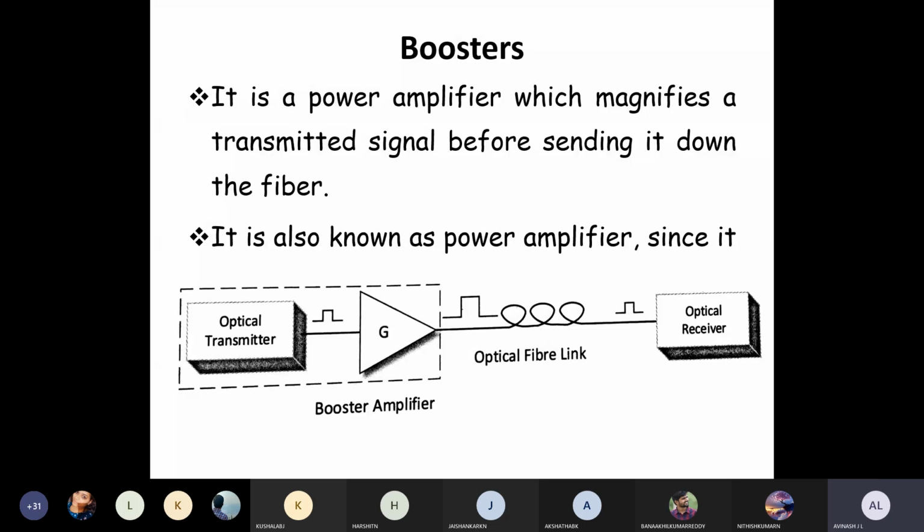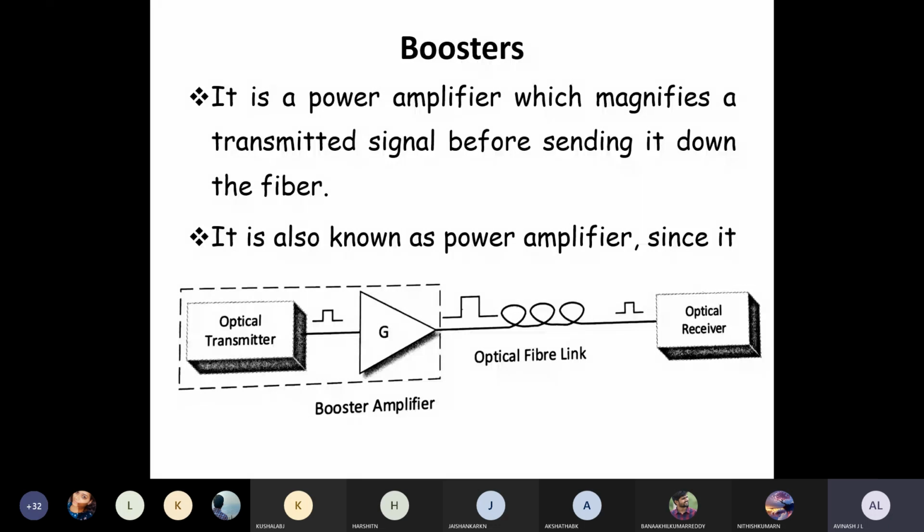So you can see the pulse, the pulse width and pulse gain. Just after the booster amplifier, the energy level is increased. But as the optical fiber link length increases, the energy level gets reduced, and we receive only what the optical transmitter transmitted. So this is one type of obtaining the correct energy level by using the booster amplifier.